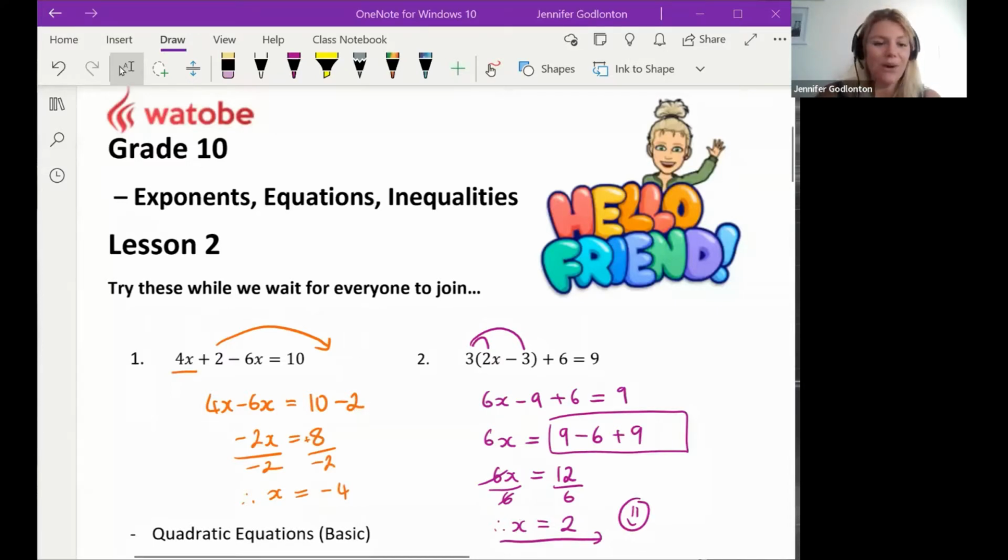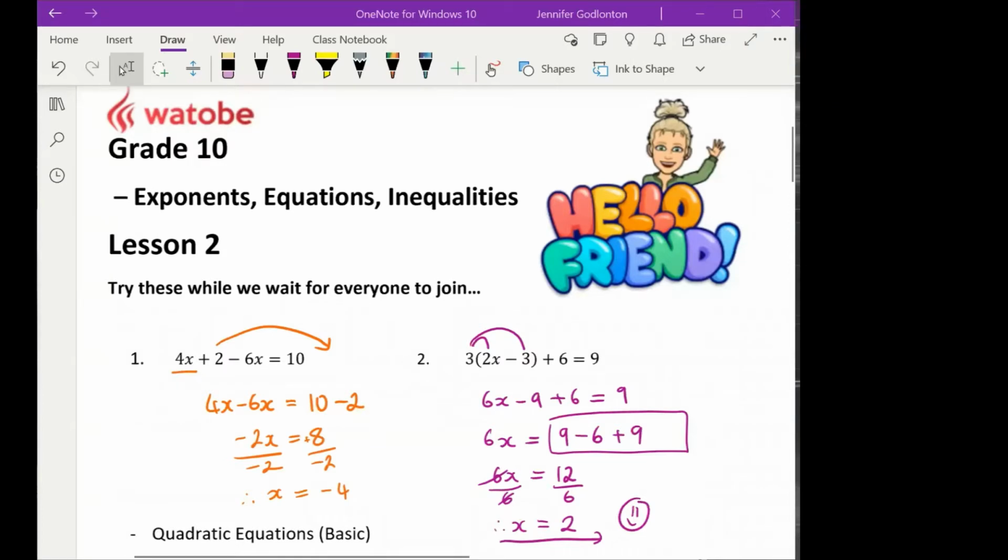So today we are going to move into quadratic equations. Who can tell me what quadratic equations means? Just simply, when you see a quadratic equation, what is something we think about, or that we've maybe learned at school?